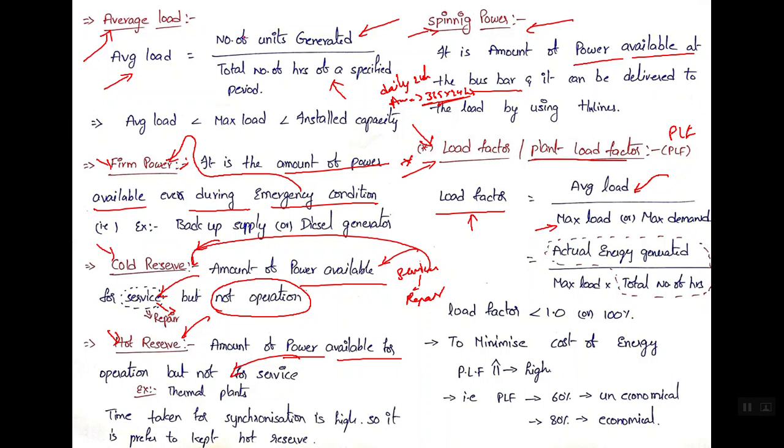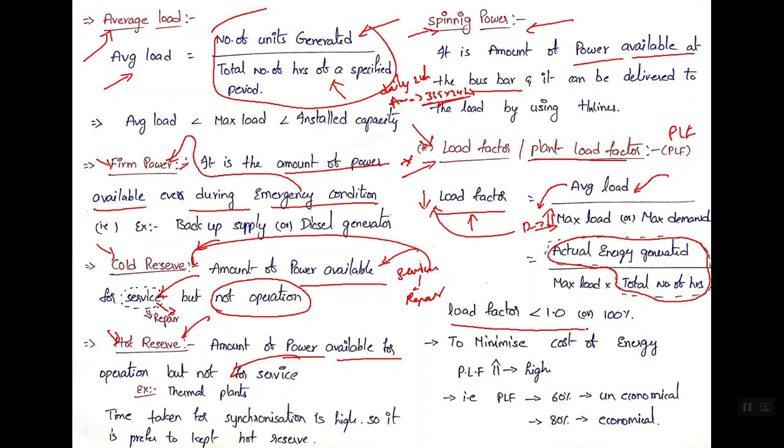What is this average load? Average load is nothing but number of units generated by total number of hours. So we can say that actual energy generated by total number of hours. We can replace this, then we will get this formula. And here we know that maximum load is always higher than the average load, na? Then the denominator is higher, so what is the load factor? It will be less than 1. So load factor is always less than 1.